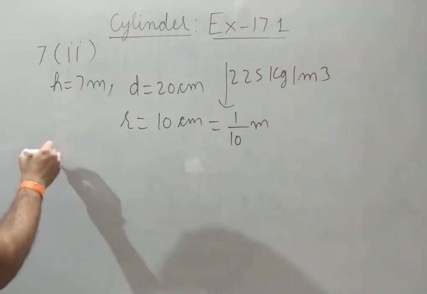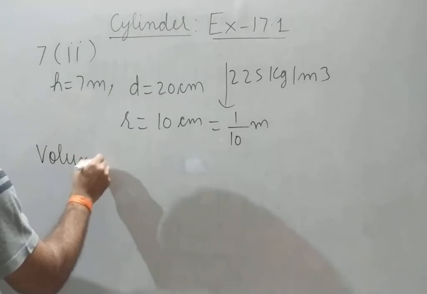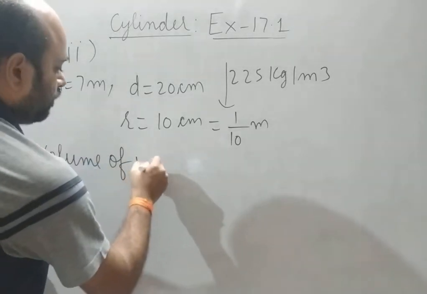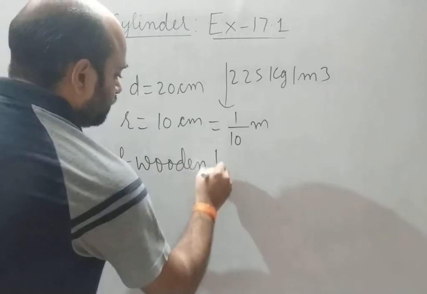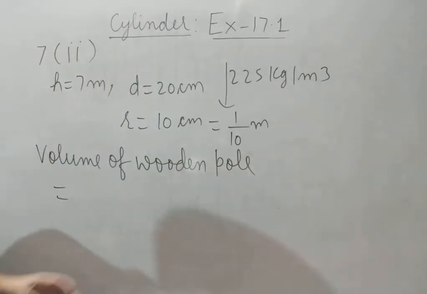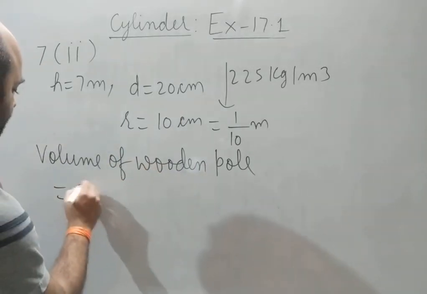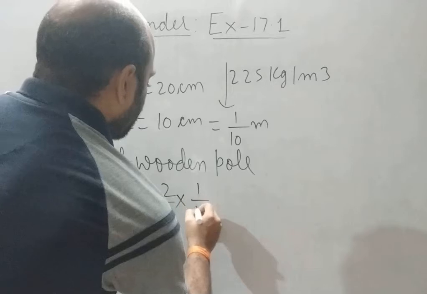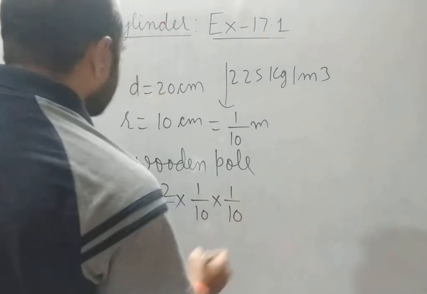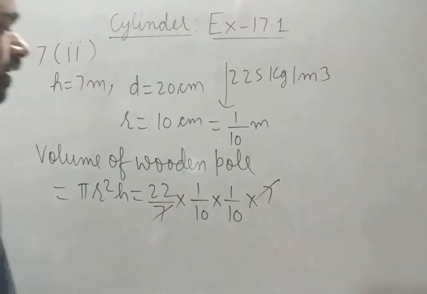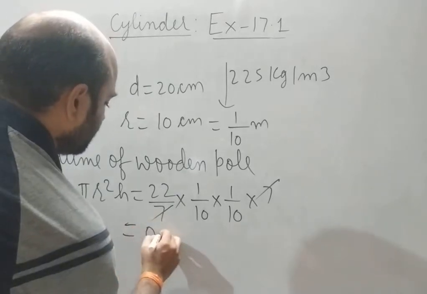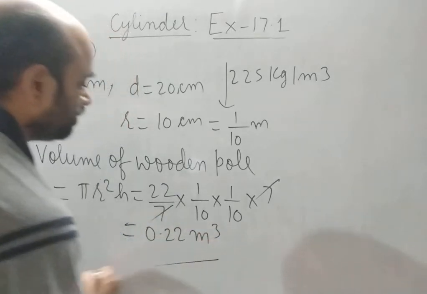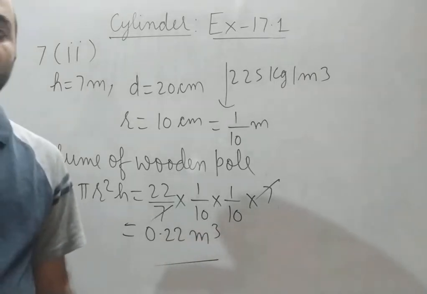So what is the volume of wooden pole? Wooden pole means it is cylindrical in shape. Correct? So volume will be pi r square h. So pi is 22 by 7, r is 1 by 10, 1 by 10, h is 7. 7 and 7 cancelled, what is left? 22 upon 100, that is 0.22 meter cube. Correct? 0.22 meter cube.